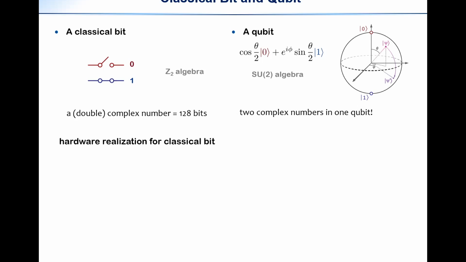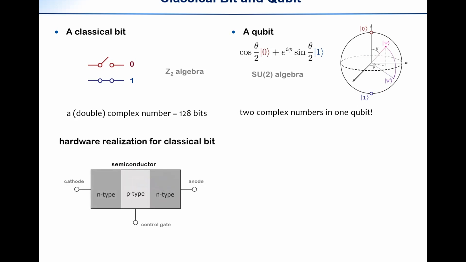But when we realize everything in hardware, it doesn't seem to be very straightforward. For the classical bits, you can realize it by the p-n junction, which is controlled by the gating voltage, and how the connectivity between the two electrodes is set. So we can realize the control of the 0 and 1 states by electrons in the classical bits.